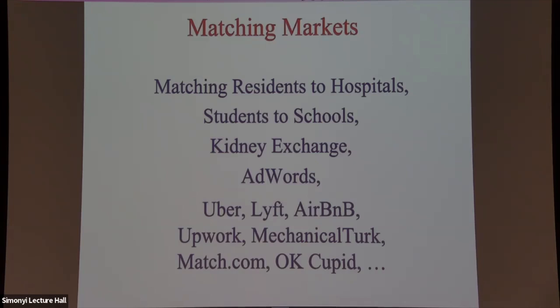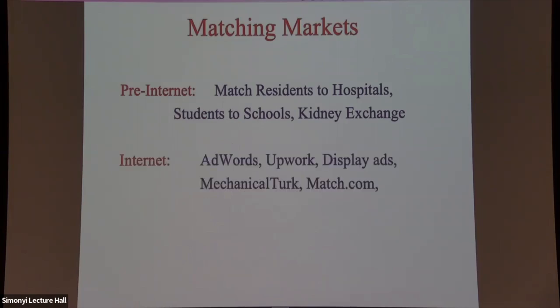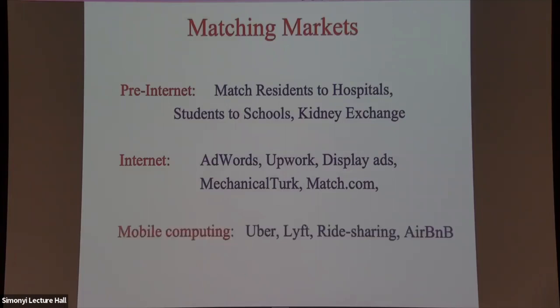Okay, so I'm going to talk about matching markets. So what are matching markets? These are markets that match something to something. And this looks like a mess completely. So let me put some order in it. Here are the pre-internet markets: matching residents to hospitals, students to schools, kidney exchange. You must have heard of this many, many times over. These two are done with Gale-Shapley, stable matching. Then came the internet, and all kinds of other markets came up, including the AdWords market that I'll really talk about. This matches workers to employers. This matches ads on YouTube videos to advertisers, and so on. And more came up when mobile computing came up.